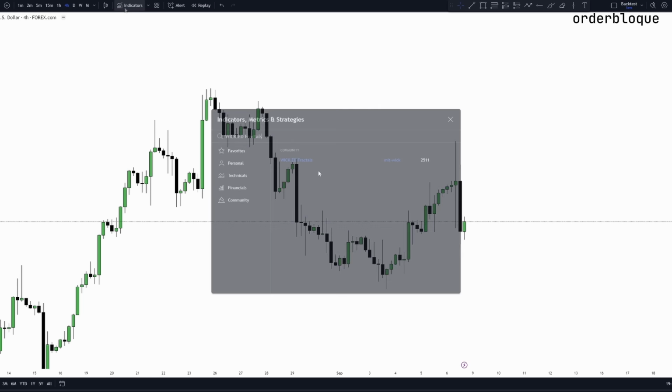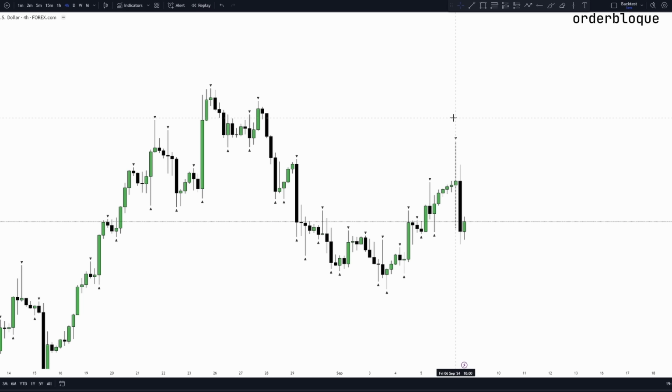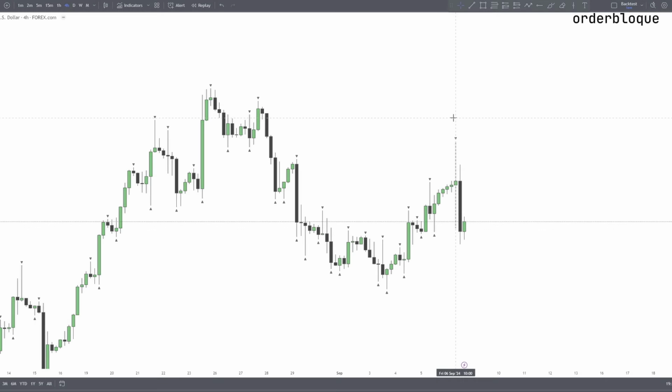The second thing that might be useful, especially for beginners, is the fractals indicator. Go to the Indicators tab and enter this name, WIC-ED Fractals. Clicking on it should automatically apply it without the need for additional configuration.